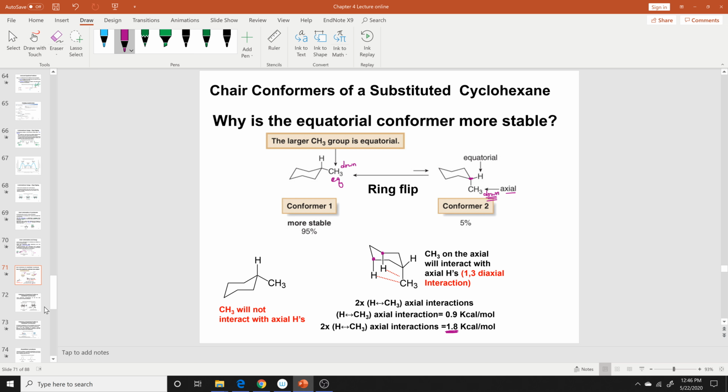So since this structure over here has an energy of 1.8 kilocalories per mole, conformer 2 is going to be less stable than conformer 1, so the direction of equilibrium is going to be towards the more stable conformer. So this exists in a higher percentage than conformer 2. This means that whenever you have a structure with substituents on it and you want to change it into a chair conformation, please make sure to put as many groups in the equatorial position as possible.